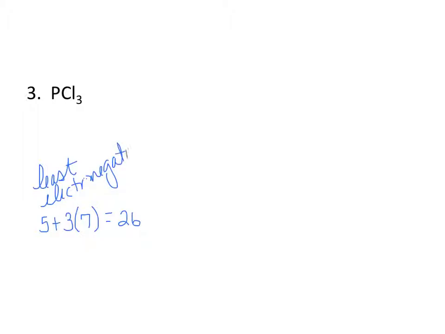Least electronegative one is your central atom. Very sloppy writing, but I'm sure you can kind of read that. So that means phosphorus. You've got to go back to your trends on which one is more electronegative. Electronegativity increases left to right, and it decreases as you go down the periodic table. That makes phosphorus my central atom for this.